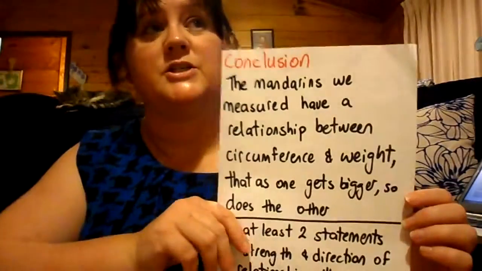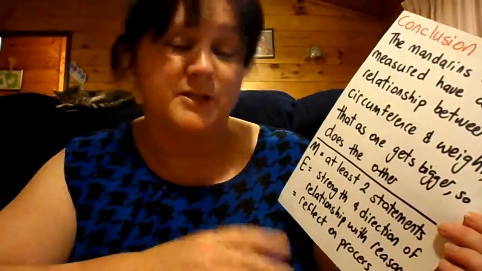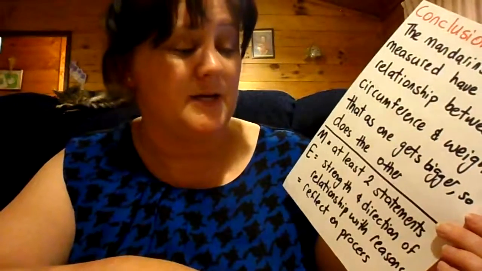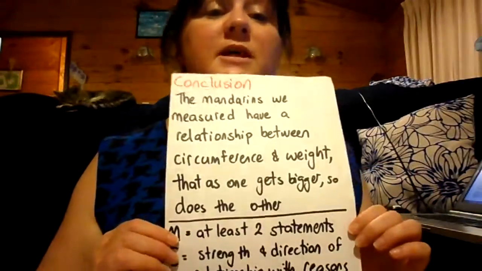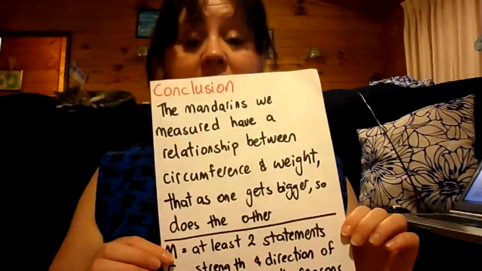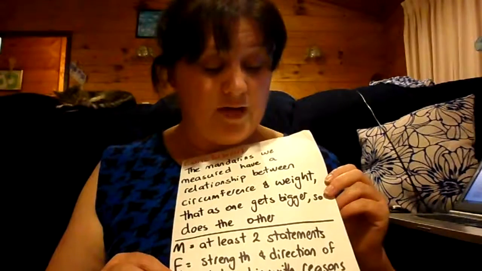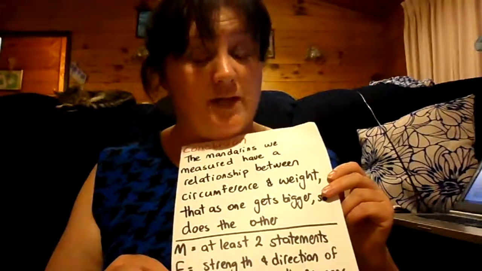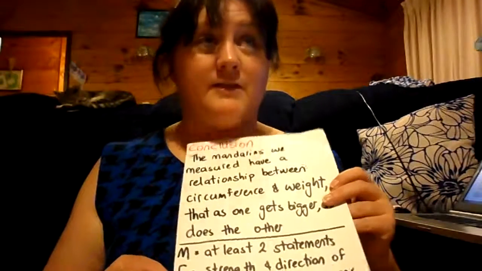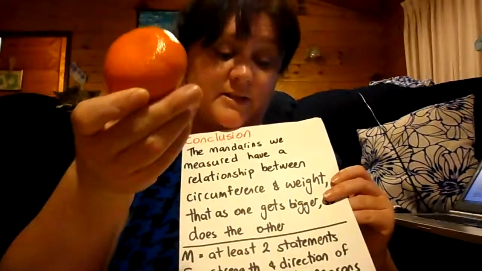Then we do our conclusion, and our conclusion answers the question. Our conclusion says the mandarins we have measured have a relationship between circumference and weight that as one gets bigger, so does the other. That's enough to get achieved. If you would like to get merit, you need 2 more statements in your conclusion about the mandarin's relationship between circumference and weight. And if you want to get excellence, then you should talk about the strength of the relationship and the direction, positive, negative, and relate that back to reasons, talking about why that makes sense with mandarins.